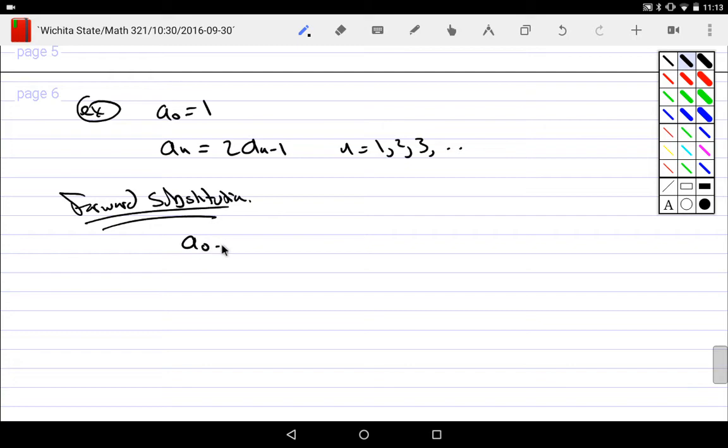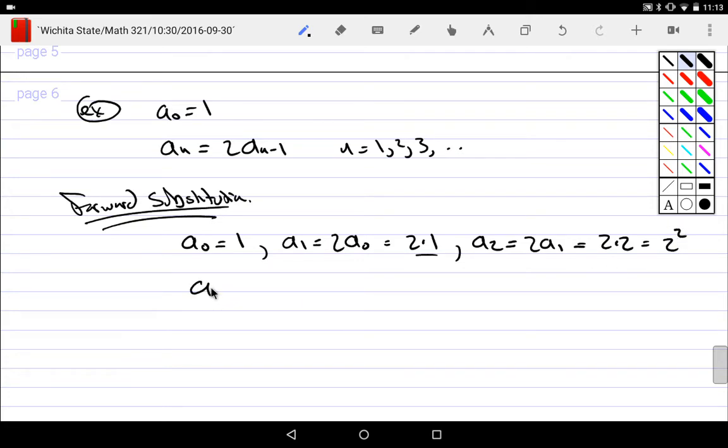Okay, A0 is 1. A1 is twice A0, which is simply 2 times 1. But A2 is twice A1, but that is actually, I'll just leave that as a 2. That's equal to twice 2. Hey, that's 2 squared. What's A3? That's twice A2, but I already found A2. I could have written 4, but it's better to write it as an exponent. And that's equal to twice 2 squared. Hey, that is 2 cubed.